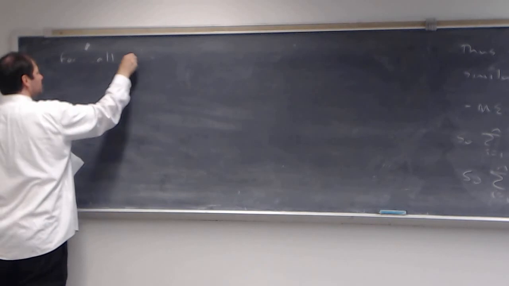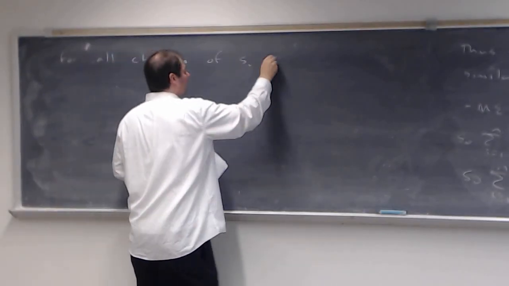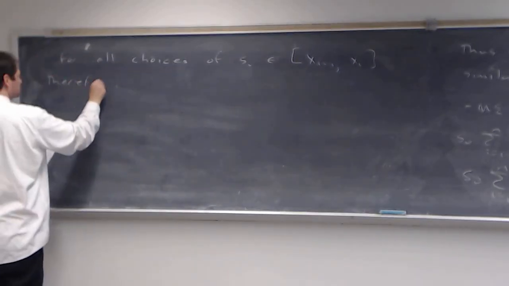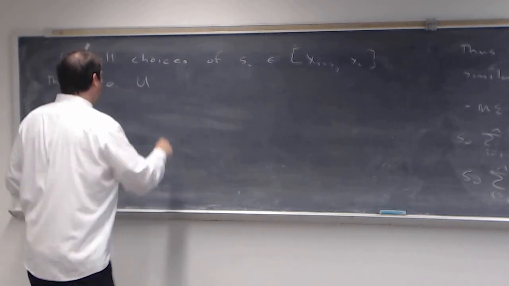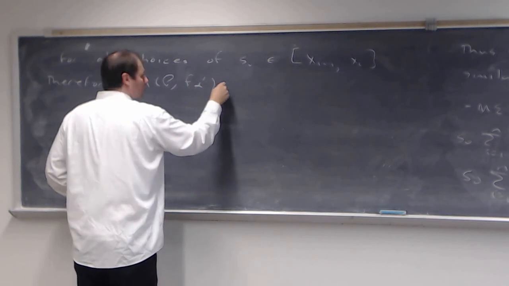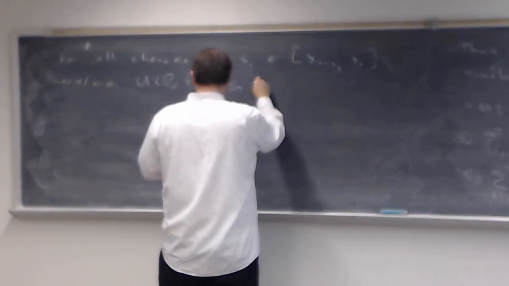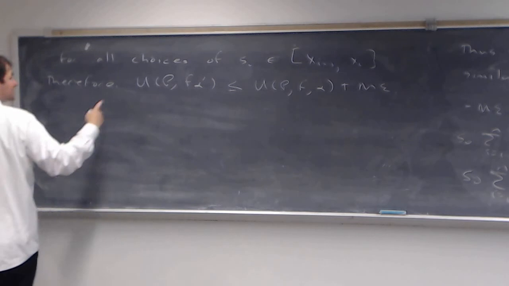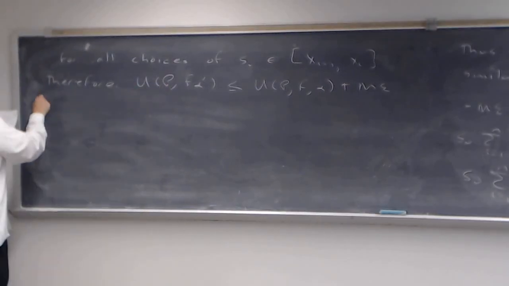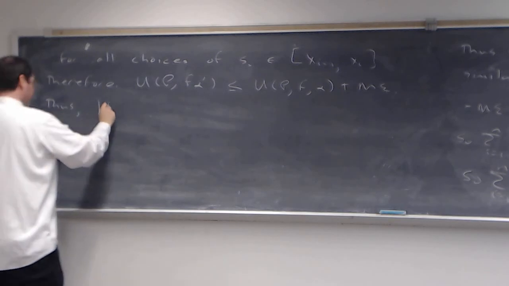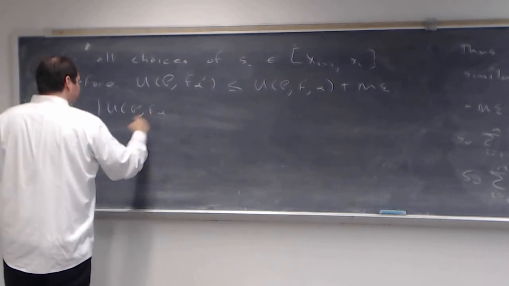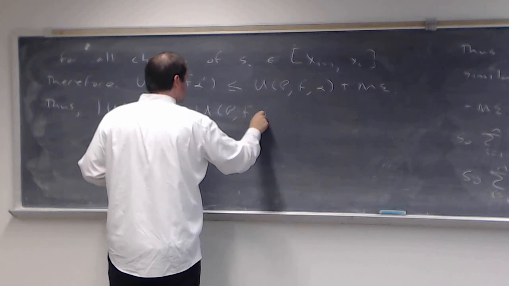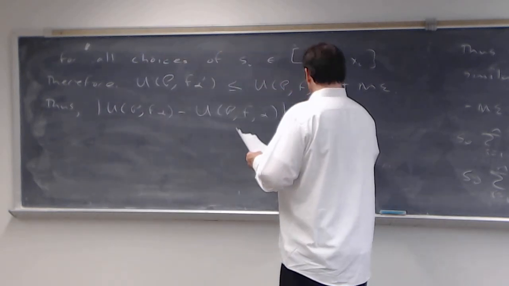Let me write that part down. For all choices of s sub i elements in x sub i minus 1 of x sub i, which implies that the upper sum, this is just Riemann sum, will be less than or equal to the upper Riemann-Stieltjes sum plus m epsilon. Therefore, these two statements that we got, this being one and the other one being similar to it, give us that the absolute value of this upper sum minus this other upper sum, this is the Riemann-Stieltjes sum, has got to be less than or equal to m times epsilon.